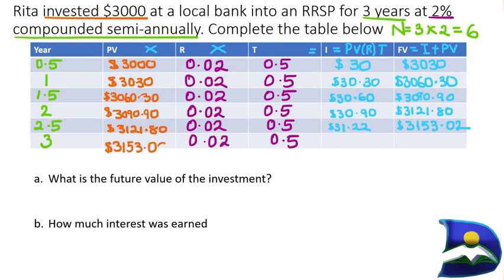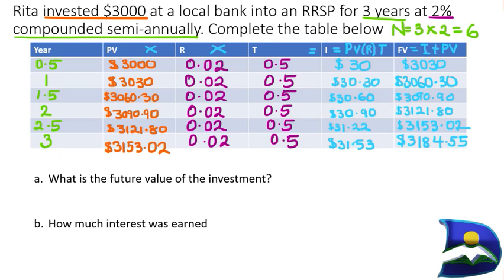And finally, after heading into the final year, which is year 3, we have the present value, and the interest after multiplying 0.02 by 0.5, and we get $31.53, and this gives us our final future value after 3 years to be $3,184.55. Therefore, in this case, what is the future value of the investment?